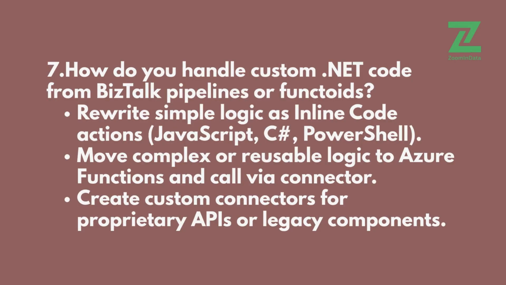How do you handle custom .NET code from BizTalk pipelines or functoids? Rewrite simple logic as inline code actions: JavaScript, C#, PowerShell. Move complex or reusable logic to Azure Functions and call it via connector. Create custom connectors for proprietary APIs or legacy components.